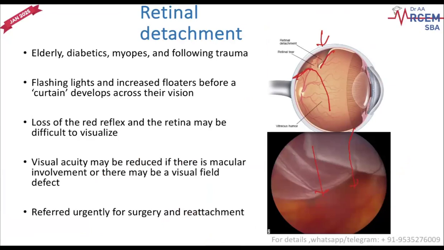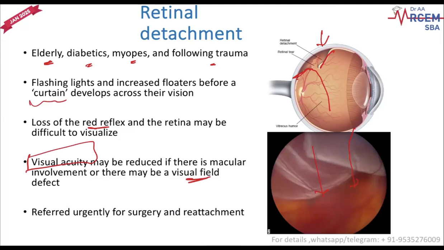There are a few risk factors you need to be aware of. It is seen in elderly people, myopes, and diabetics. Following trauma, it is very commonly seen. They will classically describe it as a curtain which is coming down. Because there is no retina, their red reflex will obviously be absent. Visual acuity will also be severely affected because the retina is required to convert light rays into an electrical impulse and transmit it to the brain. If there is no retina, then you will not be able to see. So there will be significant loss of vision.